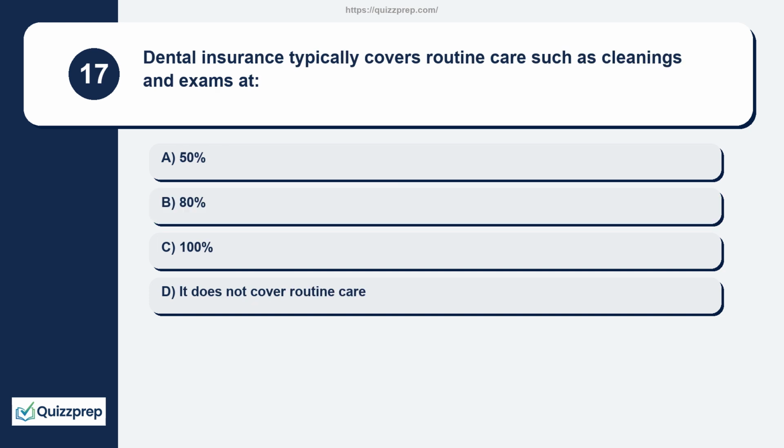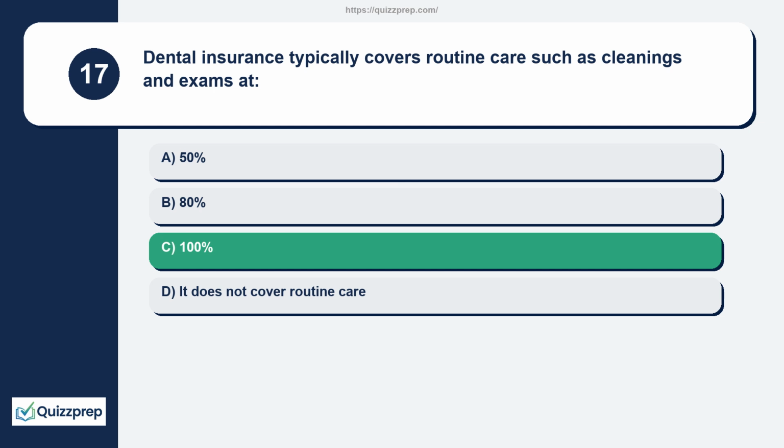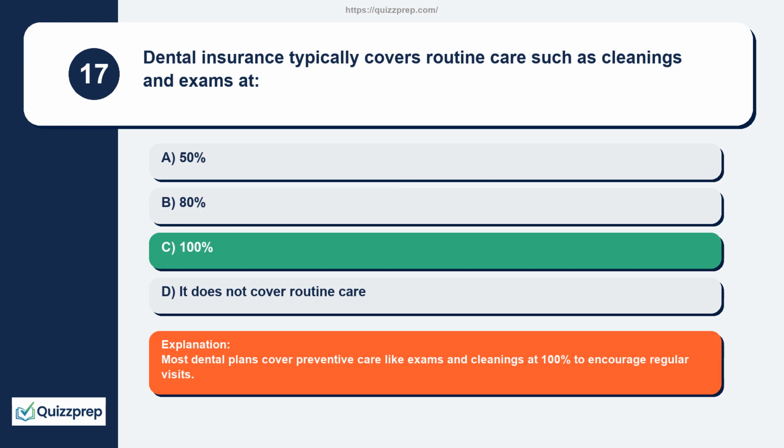Question 17. Dental insurance typically covers routine care such as cleanings and exams at 50%, 80%, 100%, or it does not cover routine care. Most dental plans cover preventive care like exams and cleanings at 100% to encourage regular visits.